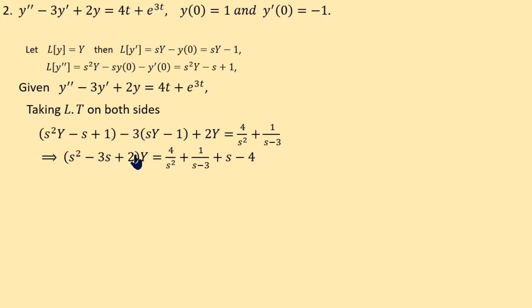Now, s square capital Y minus 3s capital Y plus 2 capital Y. S square minus 3s plus 2 into capital Y equal to, this minus s is taken to the right side, it becomes plus s. 1 minus 3 into minus 1 is plus 3, 1 plus 3 is 4, taken to the right side, it is minus 4. Now, how to take the common denominator here? S square into s minus 3. So, numerator is 4 into s minus 3 plus 1 into s square plus s minus 4 into s square into s minus 3, that is numerator. Then divide by this, s square minus 3s plus 2, which is s minus 1 into s minus 2. Finally, divide by s minus 1 into s minus 2.